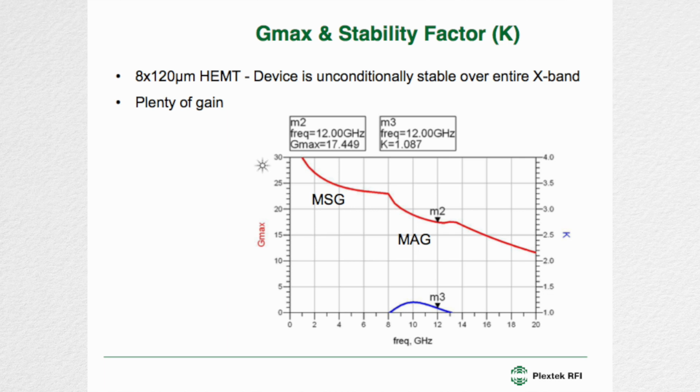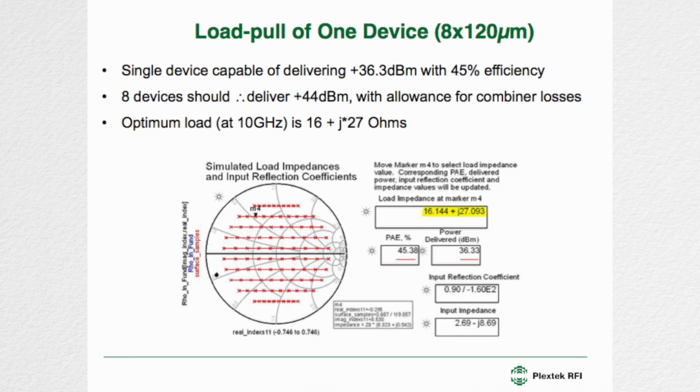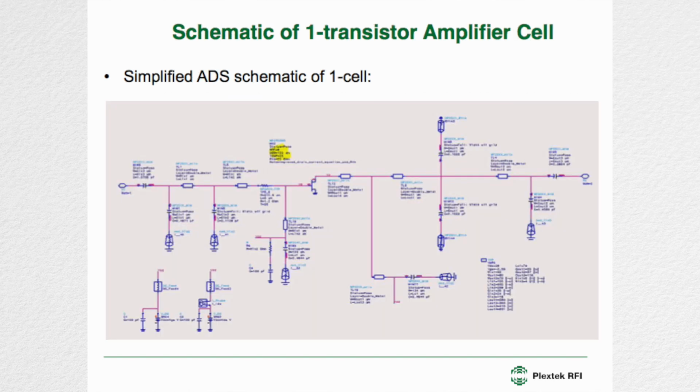And this is an effect that you often see on these larger devices, particularly the ones with edge-coupled source vias. We return back to a region of conditional stability here. So we did load pull, and we discovered that we could get 36.3 dBm with 45% efficiency, so we need 8 of these devices.